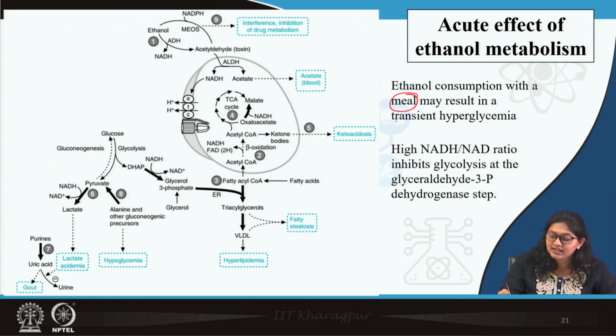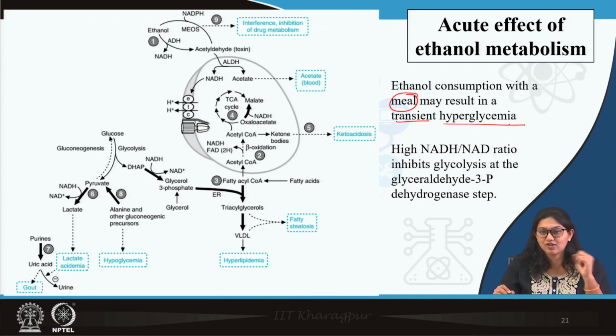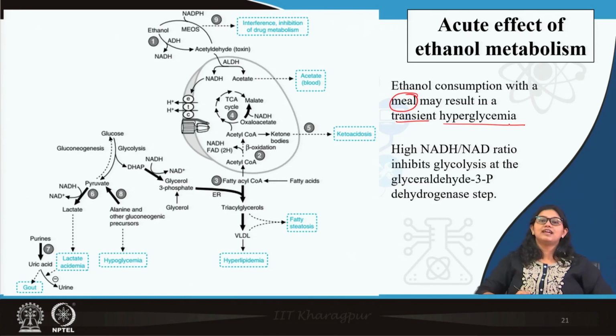But interestingly, if a person takes ethanol along with a meal, there is transient hyperglycemia. Hypoglycemia is when there is a decrease of blood glucose level. Hyperglycemia is when there is an increase of blood glucose level. Now, when a person takes alcohol with a meal, there is hyperglycemia, though that is a very transient situation. Now, why is it there?